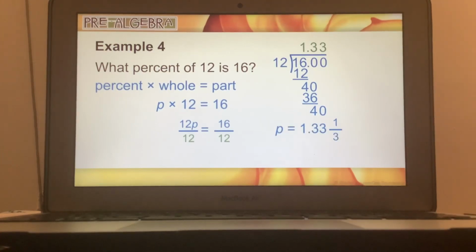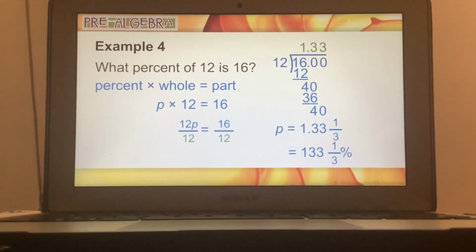And so our answer, we have a remainder of the 4 that keeps repeating. So our final answer is 1.33 and 1/3. How do we get the 1/3? We took the 4, put it over the 12. 4/12 is the fraction that reduces to 1/3. And so that's how we have 1.33 and 1/3.